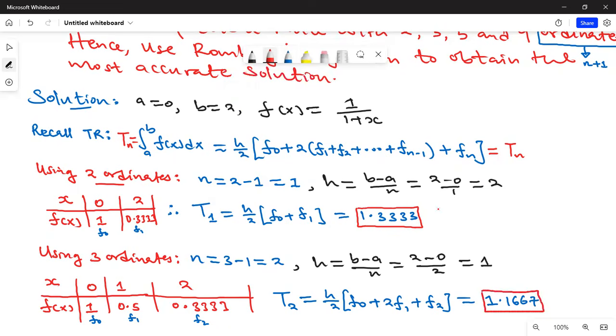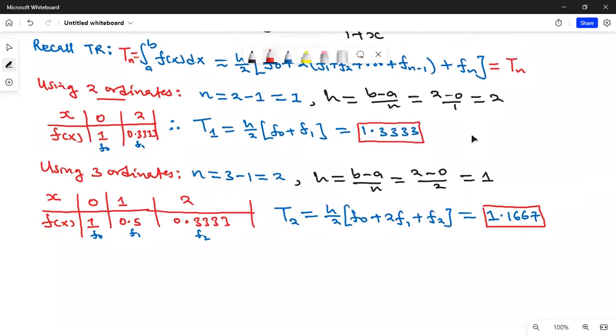Let's proceed. Now we need 5 ordinates. When we use 5 ordinates, what will you get? So you can write here, using 5 ordinates.